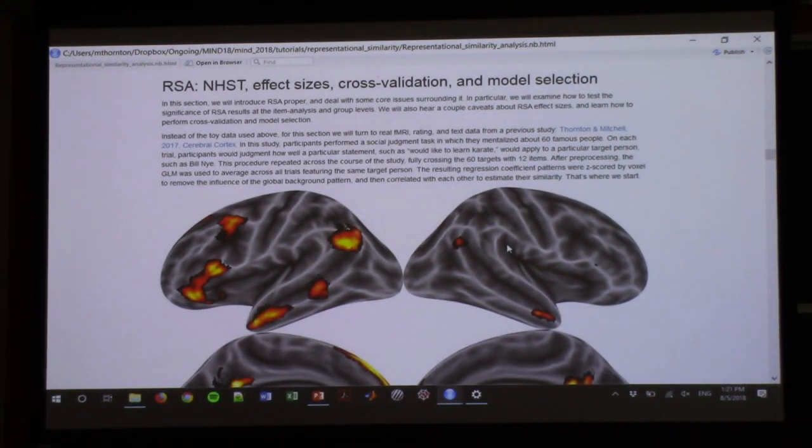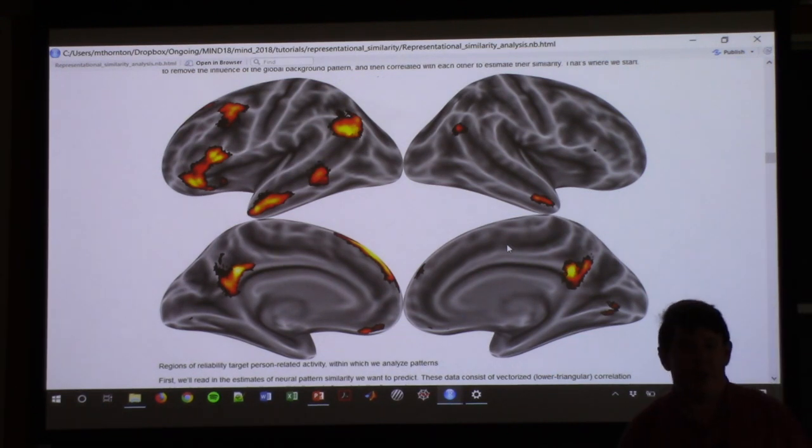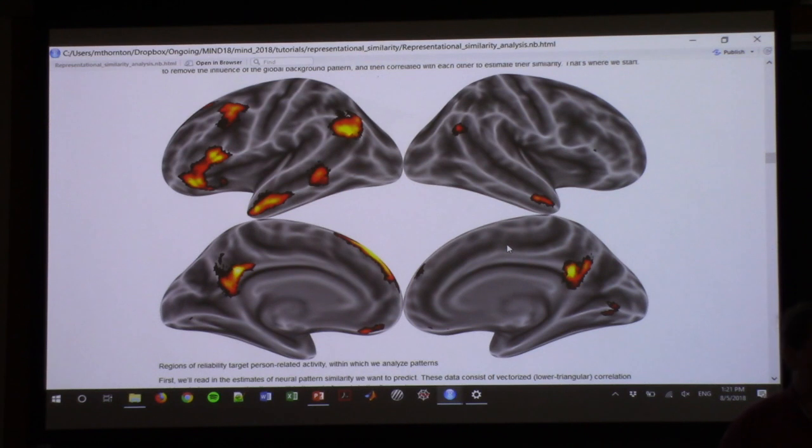What we're going to look at here is the data which I talked about earlier during my substantive talk this morning. So within the network of brain regions you see here, we're going to extract the pattern from all of these voxels and calculate the similarity between the 60 famous people that participants thought about in the fMRI experiment I described to you before. And we want to see how we can explain which target people are viewed as more or less similar by the brain.